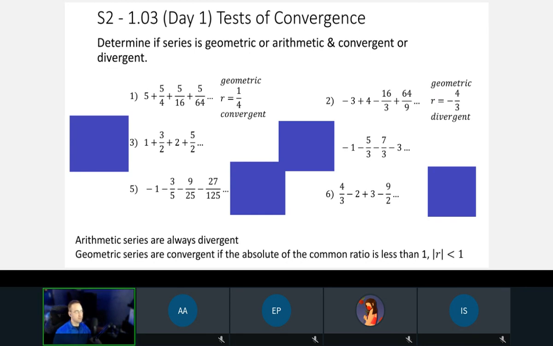So this one is divergent because the absolute value of negative 4/3 is not less than 1. The absolute value of negative 4/3 is 1 point, what is that, 1.3? And 1.3 is definitely not less than 1. So because it is not convergent, based on this rule here, it is divergent.